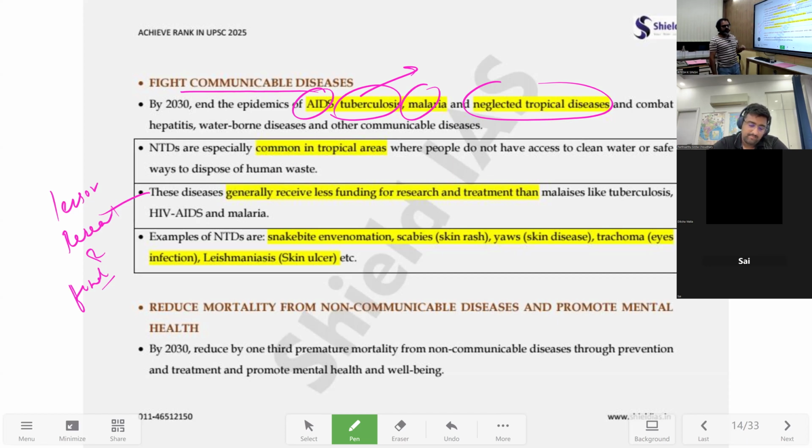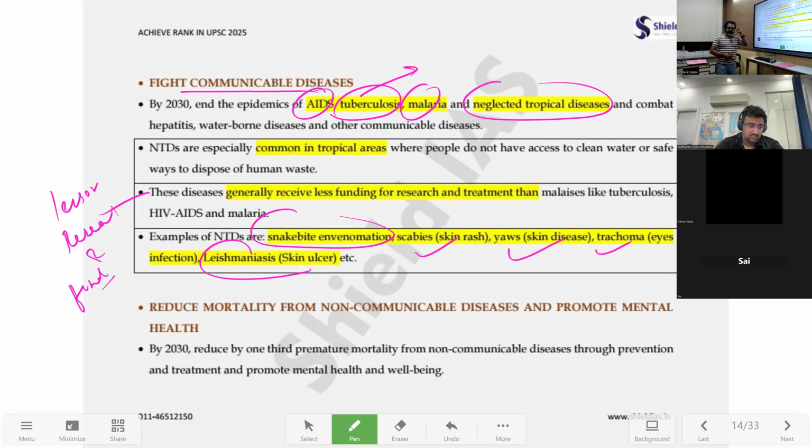These diseases generally receive less funding for research and treatment than other diseases. For example, there are enormous snake bites in the country, more in tropical areas, which can lead to deaths, and hence there are lesser facilities for antivenoms. Also scabies, skin rash, yaws, a skin disease, trachoma, a problem of the eyes, and skin ulcers. These are common in tropical areas and require more focus, funding and budgeting.